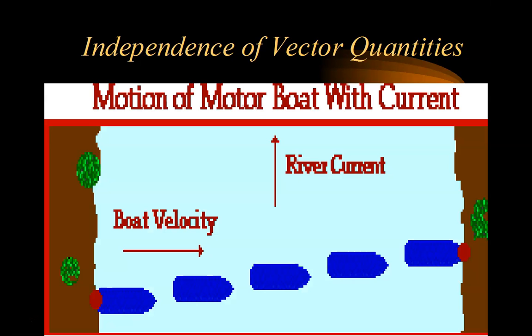So on to vector independence. What's important here, the main takeaway, is that we can look at the x components separately from the y components. The x doesn't affect the y, and the y doesn't affect the x. They might be happening on the same object, but one does not affect the other.